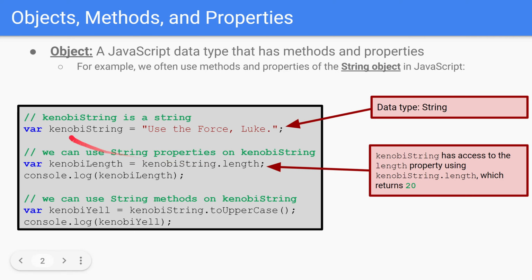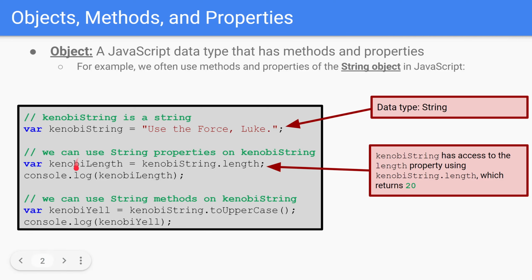For example, Kenobi string, again, we know it's a string data type. Well, that means it has a property called .length. And .length tells us exactly how many characters are in that string. So use is 3, space 4, the 7, space 8, force is 5 more, 13, comma is 14, space is 15, Luke gets us to 19, and then the period is the 20th character in that string. So Kenobi string.length has a value of 20.